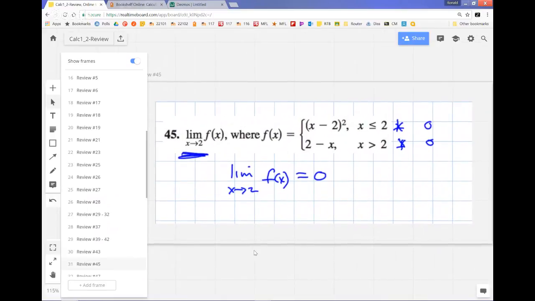So what's the limit of f of x as x approaches 2? And you've got yourself a piecewise function, 2 pieces. Can you substitute? You sure can on the top. 2 minus 2 is 0. 0 squared is 0. So the limit from there, and on the bottom one, as x approaches 2, 0. Oh. So what's the limit as x approaches 2? They agree, both the left and the right-hand limits, so we're done. It's 0.